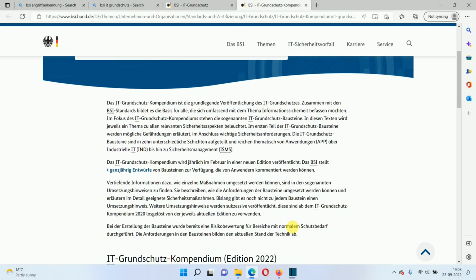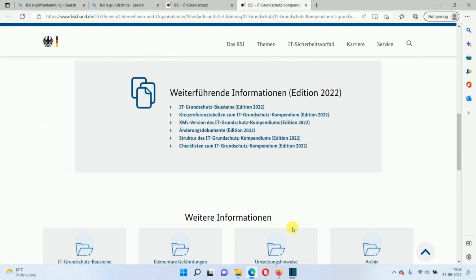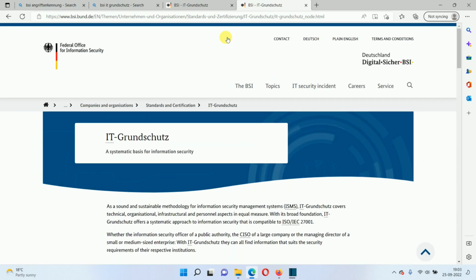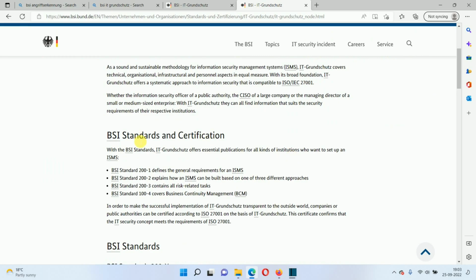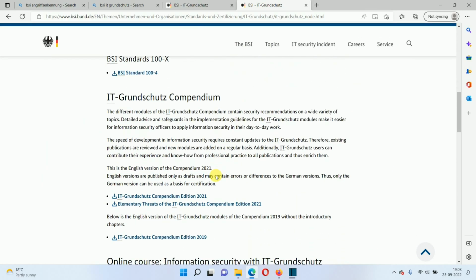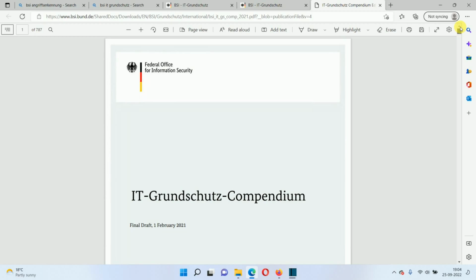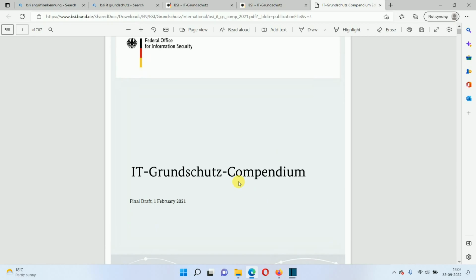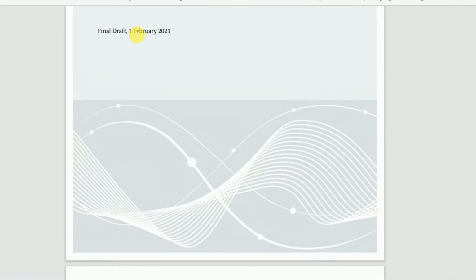It is basically a collection of Bausteins. Baustein means building blocks. And let me check if it is there in English as well. Yes. So BSI Grundschutz, Systematic Basis for Information Security. The 2021 version, if you see, is 787 pages long. You need not go through each and every page, of course, but you should definitely go through it once and understand the basic concepts. The IT Grundschutz Compendium, this is in English, came into force on 1st February 2021.